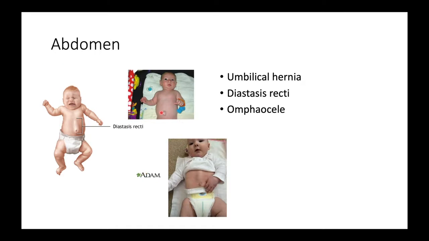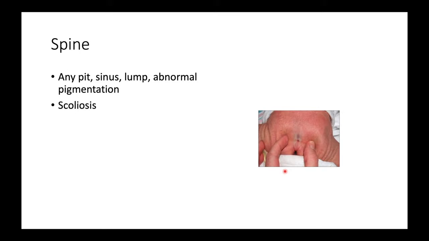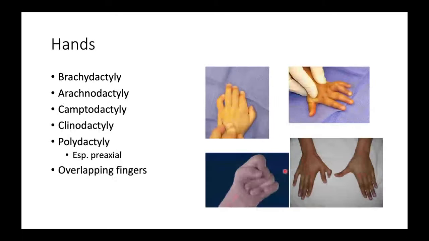At the abdomen, you may have an umbilical hernia, which is common particularly in black babies, but this is a dysmorphic feature. Or there may be diastasis recti, or the presence of an omphalocele. The genitalia may have underdeveloped labia majora. You may have the urethral opening of the penis on the undersurface or the dorsum, so hypospadias or epispadias. The penis could be small. There are various references according to age, or the testes could be undescended. Any pit, sinus, lump, or abnormal pigmentation along the spine is abnormal, and along the midline is abnormal. And of course, we saw the presence of scoliosis.